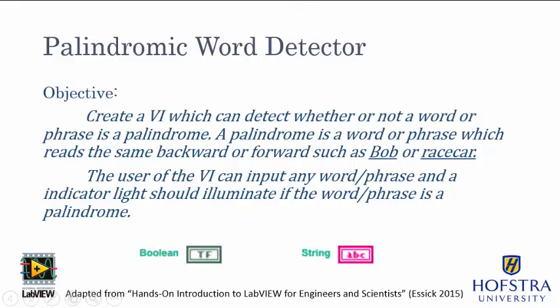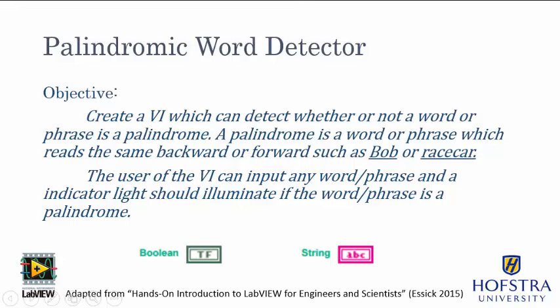In order to achieve this, we will have to learn about two new data types, the Boolean data type and the string data type. The Boolean data type is a special data type which understands only true or false and is denoted by green wires. On the other hand, string data type is a data type which can carry alphanumeric data and is denoted by pink wires.